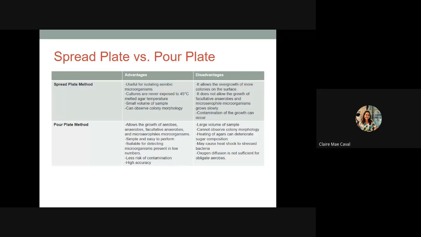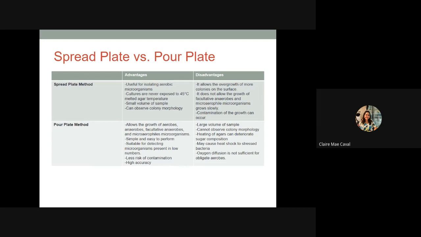For your pour plate method, one of its advantages, it allows the growth of aerobes and anaerobes, facultative anaerobes, and microaerophile microorganisms because this time colonies can grow not just on the surface but also in the subsurface. Another is it is simple and easy to perform, and it is also suitable for detecting microorganisms present in low numbers, with less risk of contamination, and it has also high accuracy. So between the two, the pour plate method is highly recommended because of its high accuracy.